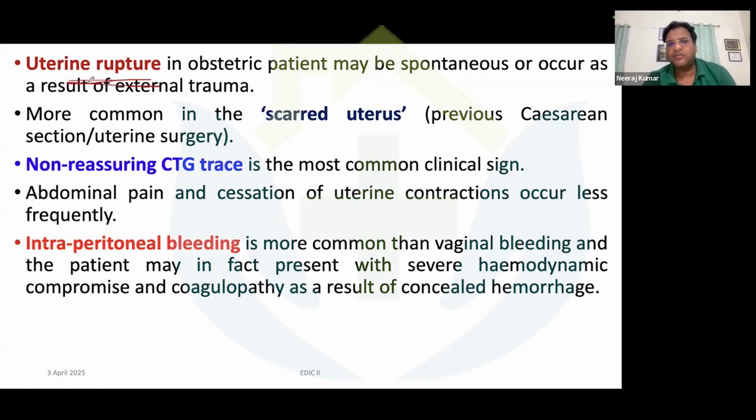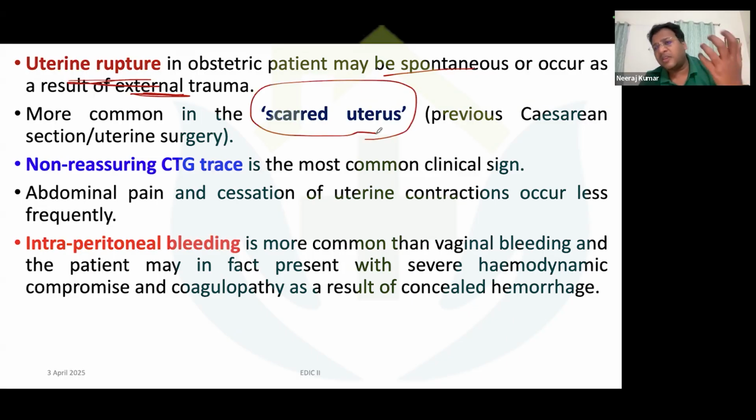How are you going to assess the uterine rupture? For placental abruption, the woody hard uterus is there, but in uterine rupture, what has happened? These obstetric patients may have a spontaneous rupture, or a rupture because of external trauma. Here the uterus is a scarred uterus. There the uterus is called a vascularized uterus. So that has to be understood, how common this is.